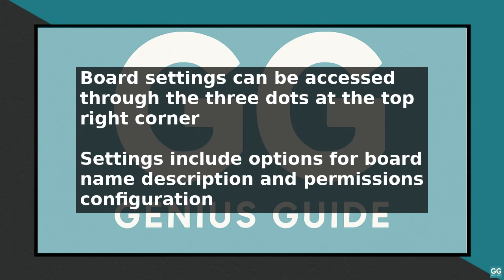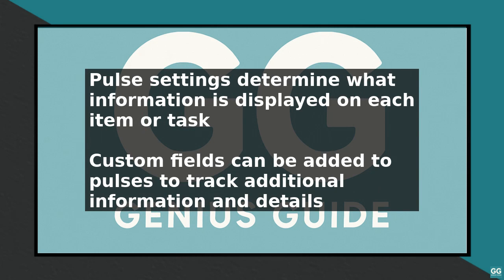To add a new column, click on the Add Column button and select the type of column you want to add, such as a text column, a number column, or a date column. One of the key concepts in Monday.com is the idea of a pulse, which represents a single item or task on your board. You can customize the pulse settings to determine what information is displayed on each pulse, such as the item name, description, and due date. You can also add custom fields to your pulses to track additional information.